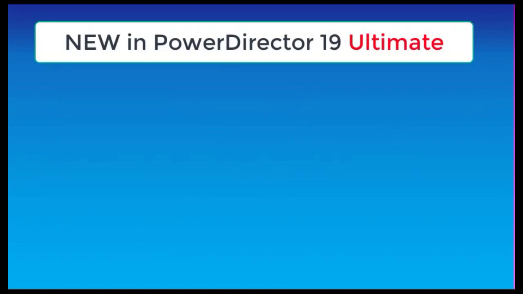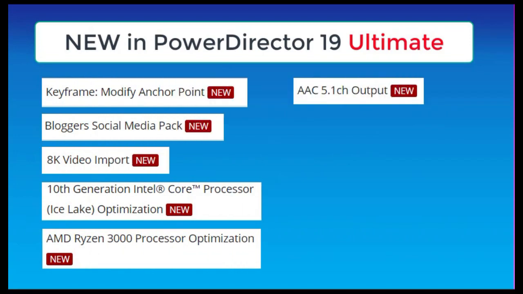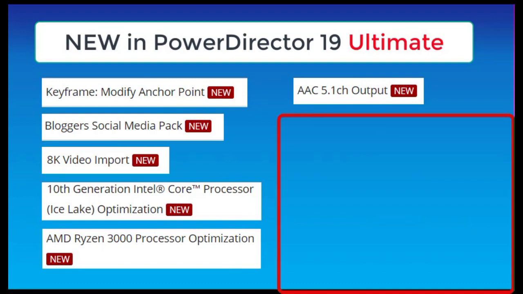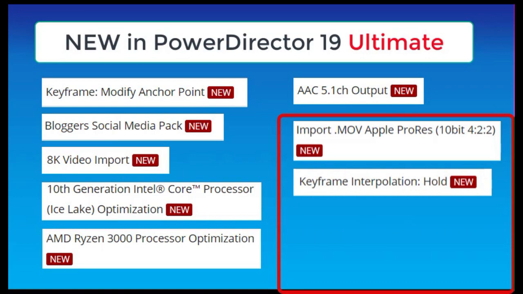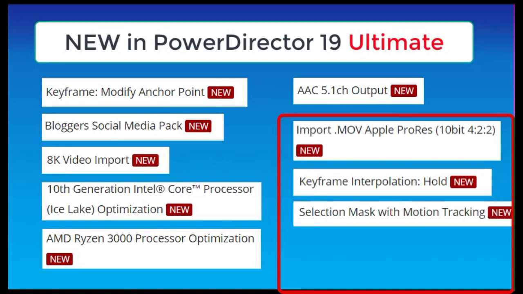Now, what if you're looking at the Ultimate package? Well, the Ultimate package has the same 6 new features that we looked at a few moments ago that are in the Ultra version, but it also, for the additional cost, gives you 4 more. Here are 4 other things that you won't find in Ultra. You can now, with the Ultimate version, import .mov Apple ProRes files. You can also use hold with keyframe interpolation. A 3rd feature is now you can use a selection mask with motion tracking. And a 4th feature is it's built in with a sketch designer, which offers you 14 templates.